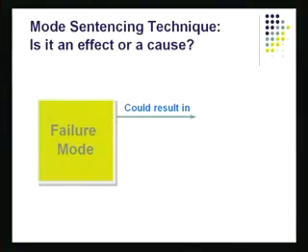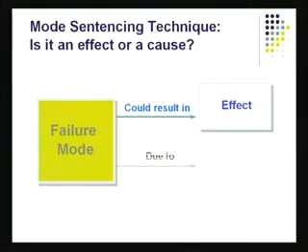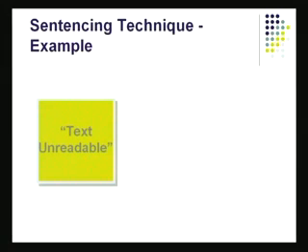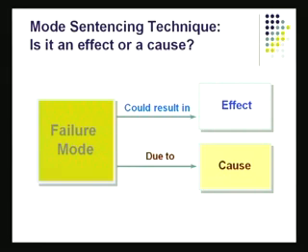Failure mode, it could result in what we call an effect, and it is due to what we call a cause. These are a couple of things we've got to remember. With every failure mode we have an effect and also we have a cause. The effect is something that actually results from it, but the causes are the ones that cause the failure to occur. So we've got to identify these things. We've got to understand these things.